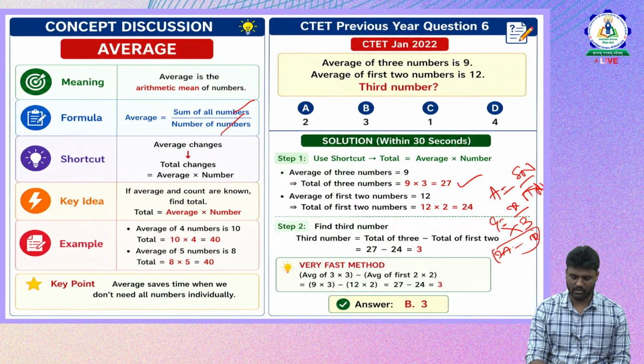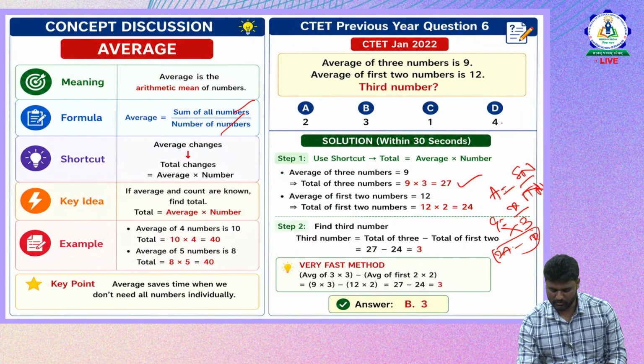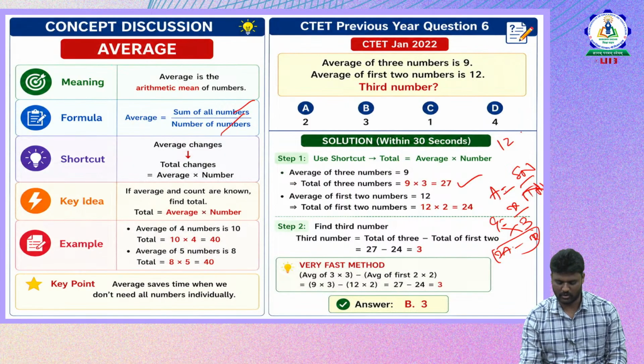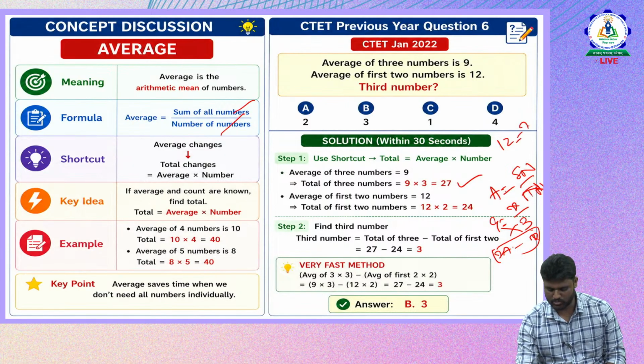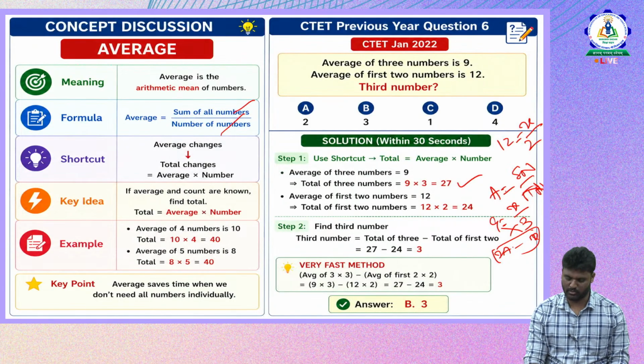Then the average of the first two numbers is 12. We don't know what those numbers are, so let us assume their sum is x. How many numbers are there in this average? Two numbers. When you multiply 12 into 2, the x value will be 24.